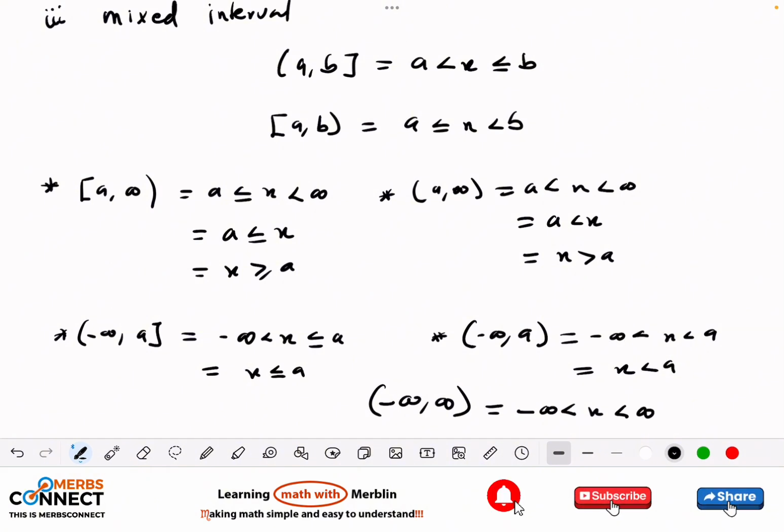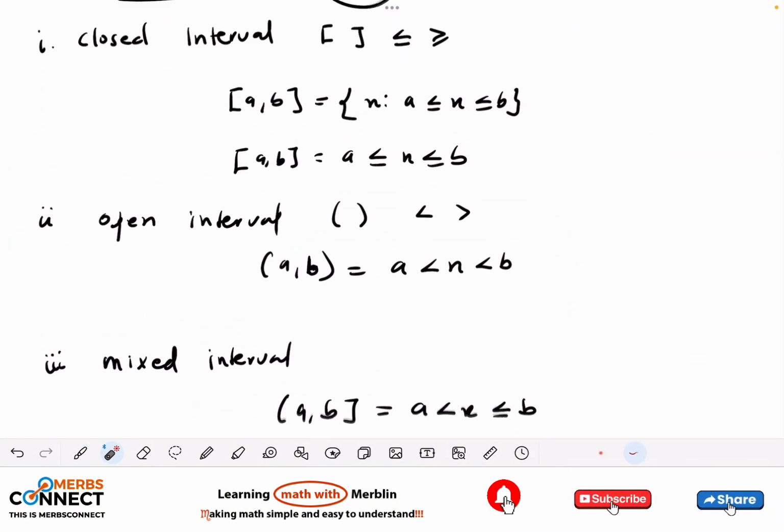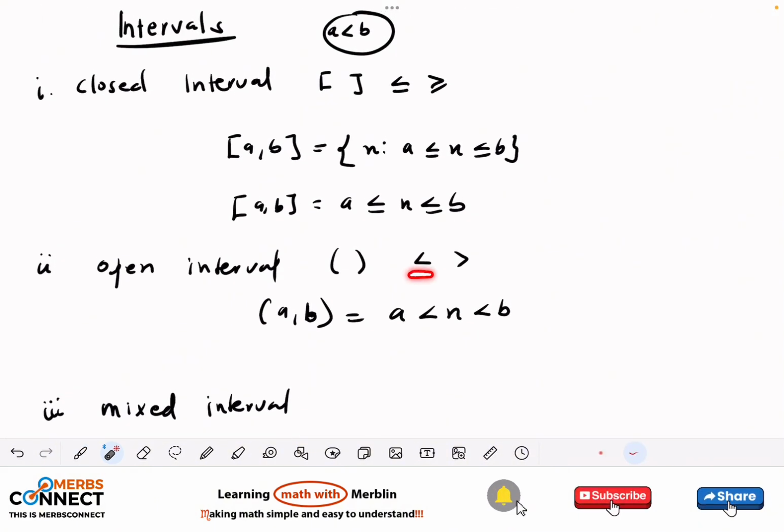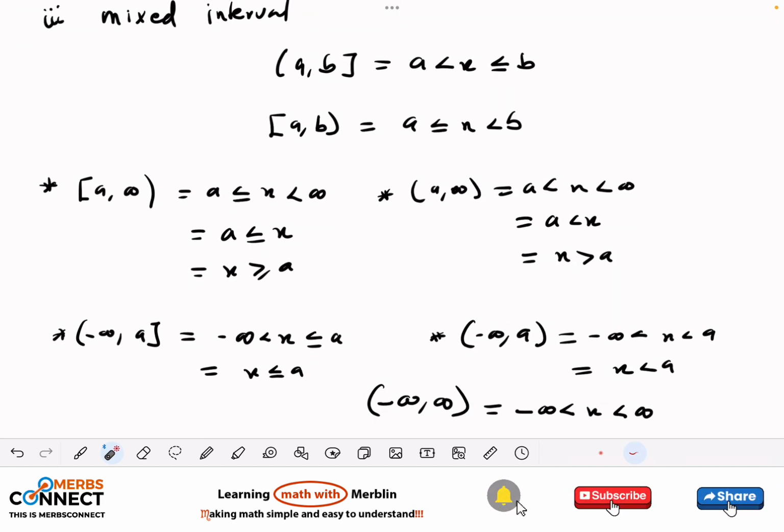So what you need to know is we always use the open for the infinity. And if it is not infinity, we use the open when we are using the strictly greater than or less than, and then we use the closed when it is less than or equal to, greater than or equal to, right?